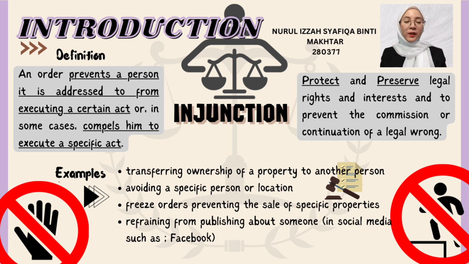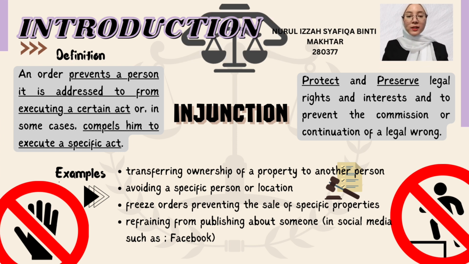We begin the presentation with the definition of injunction. What is an injunction? An injunction is an order that prevents a person it is addressed to from executing a certain act or compels him to execute a specific act. The overriding object of an injunction is to protect and preserve the legal rights and interests and to prevent the commission or continuation of a legal wrong.